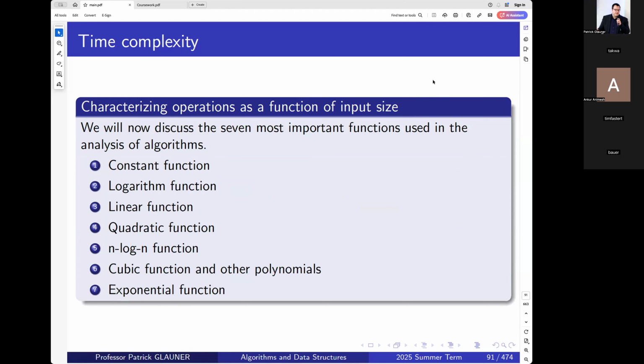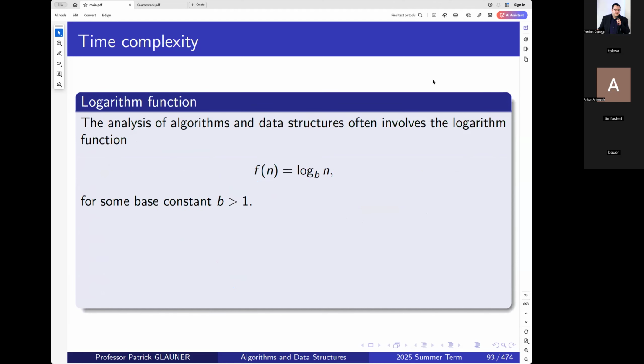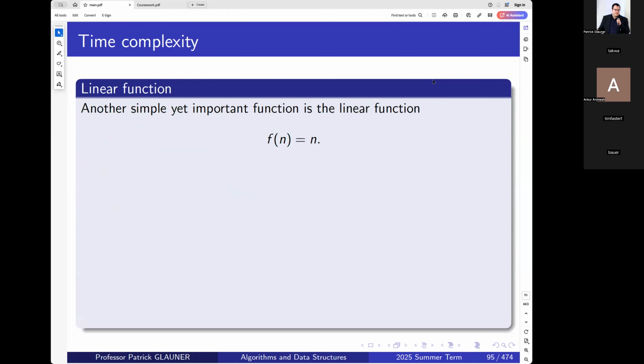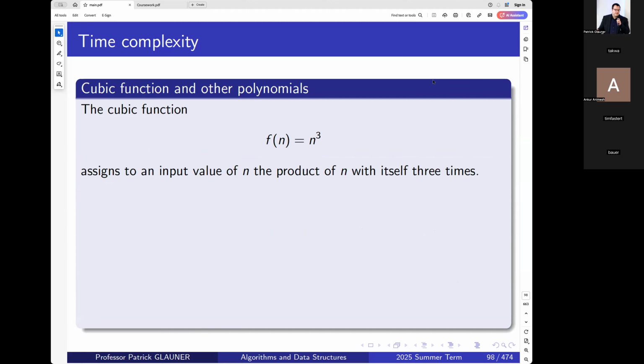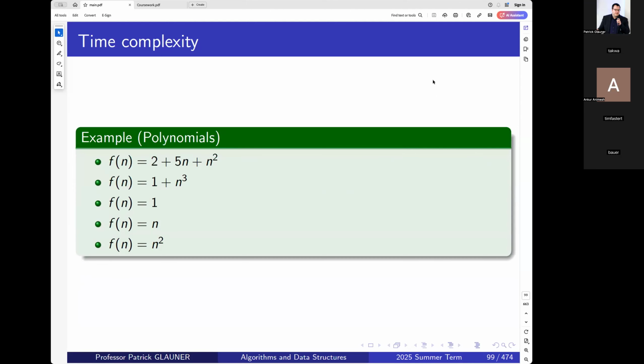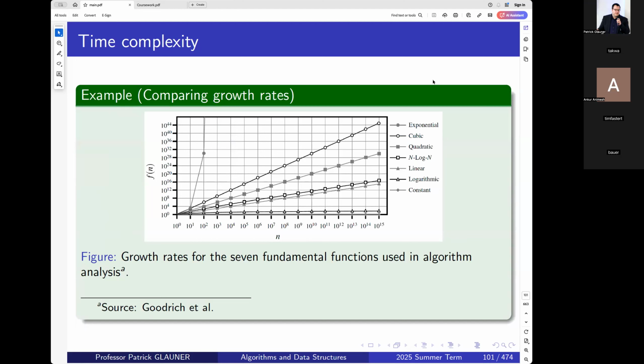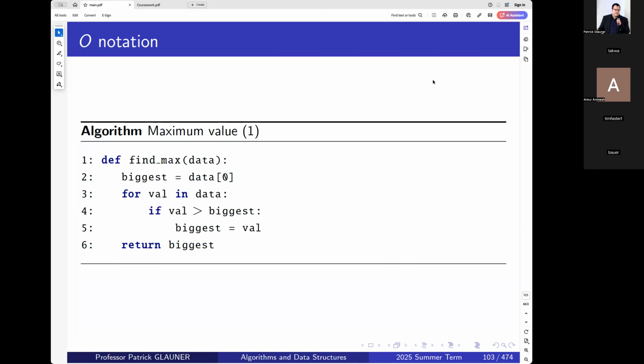And we saw some sample functions, some basis functions that we will from now on use in our framework, like a constant function, the logarithm function, linear function, quadratic function, n log n, as well as polynomials and the exponential function. And we saw in that order that they grow faster and faster. And today we actually want to build a framework in which we can come up with such functions for our algorithm. We have already started with this.